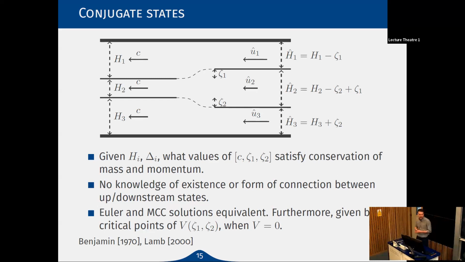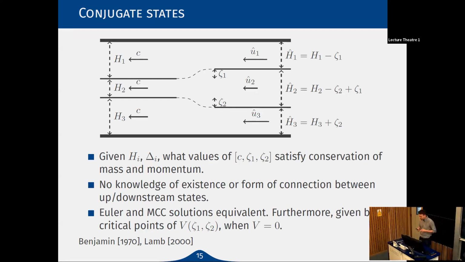It tells you nothing about whether you can get from state A to state B. So that's why I put the connection in a dashed line. That connection would form a wavefront if it exists. You might call it an internal bore, might call it a wavefront, might call it sometimes a conjugate state, but a conjugate state actually doesn't mean there's a connection. It's just talking about what values of C, zeta 1, and zeta 2 will satisfy conservation of mass, momentum, and energy.